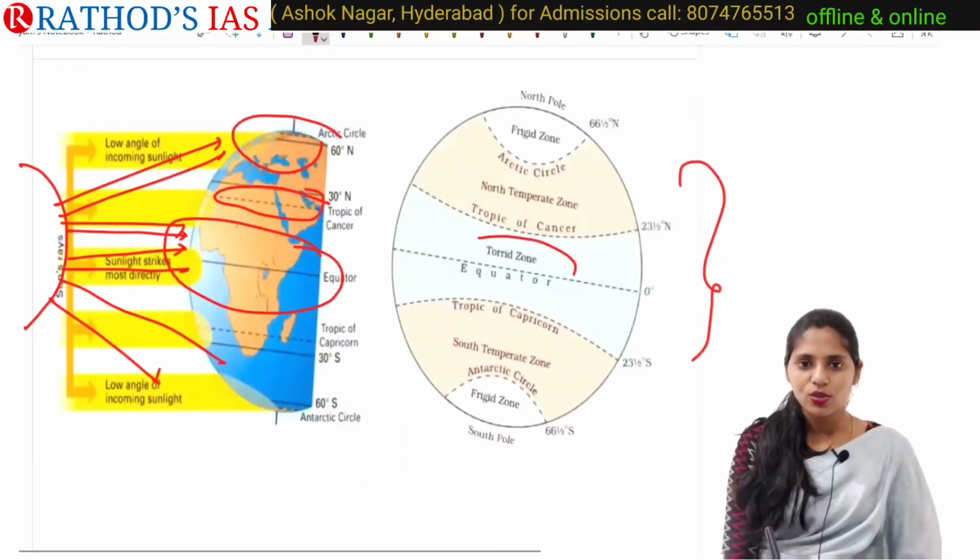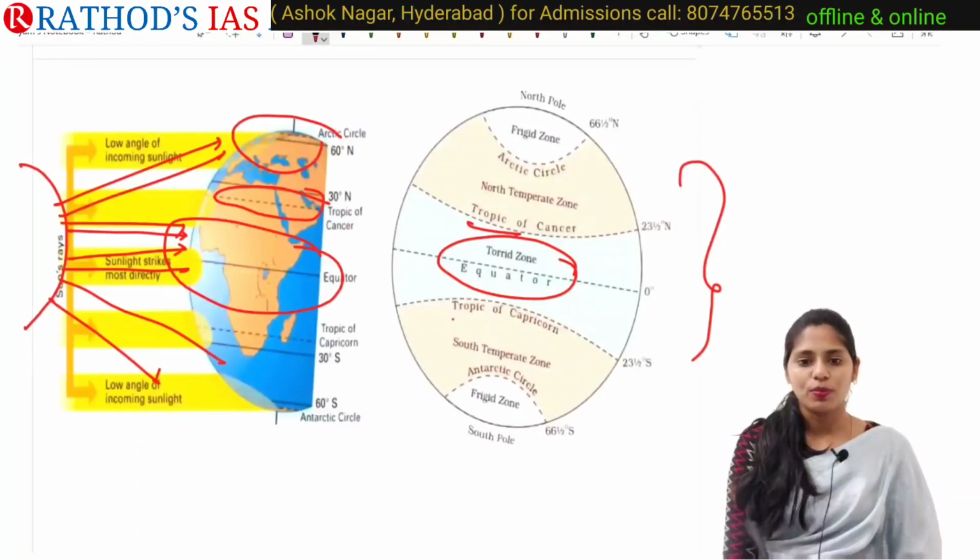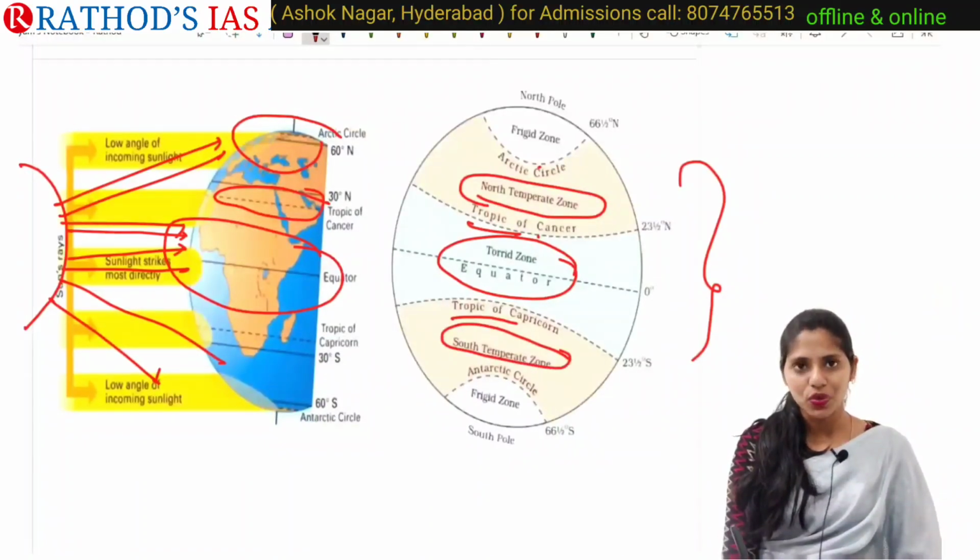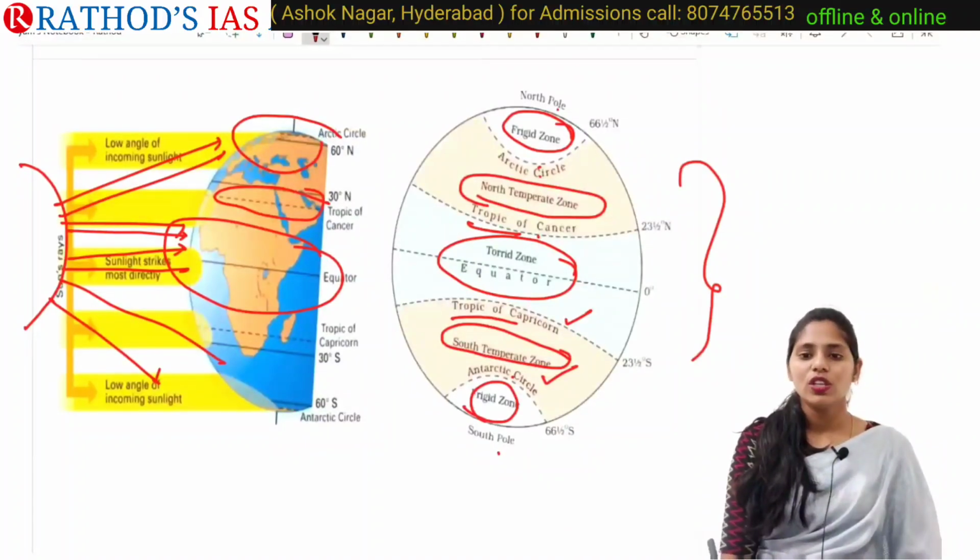So this is our torrid zone, between the Tropic of Cancer and the Tropic of Capricorn. And here we have the North Temperate Zone between the Tropic of Cancer and the Arctic Circle. And here we have the South Temperate Zone between the Tropic of Capricorn and the Antarctic Circle. And here we have the Frigid Zone between the Arctic Circle and the North Pole. And here from the Antarctic Circle till the South Pole we have the Frigid Zone. So these are three important heat zones.